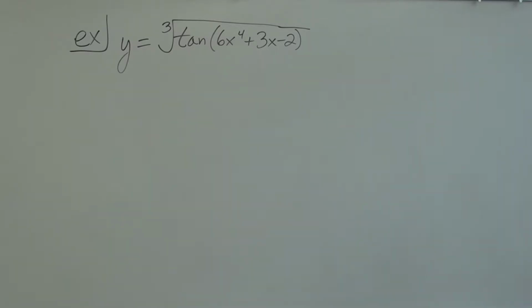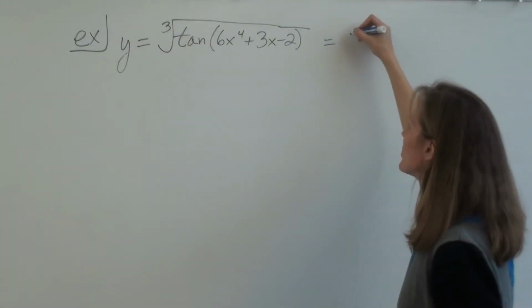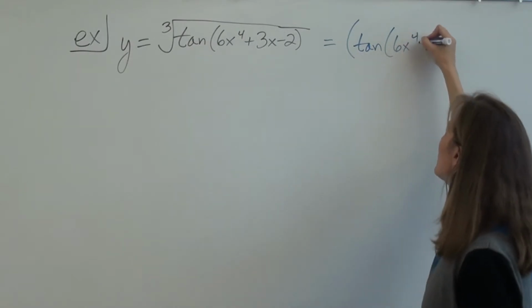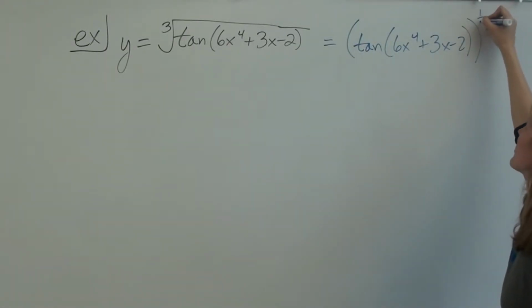Alright, so here we go. So first I'm going to rewrite this function as tan of 6x to the 4th plus 3x minus 2, raised to the 1/3 power.